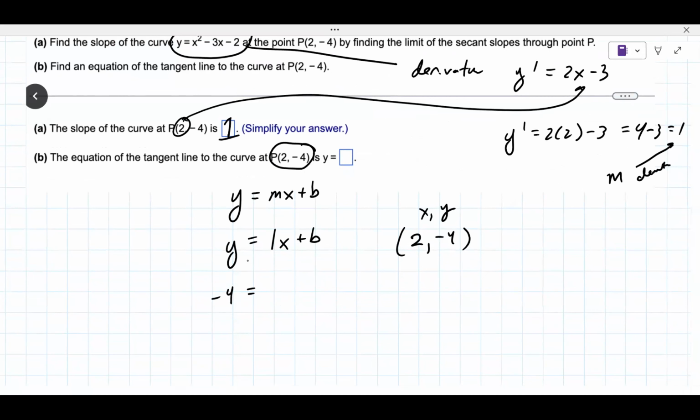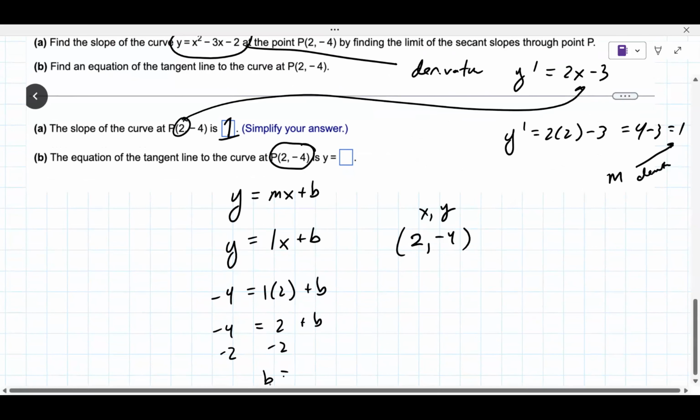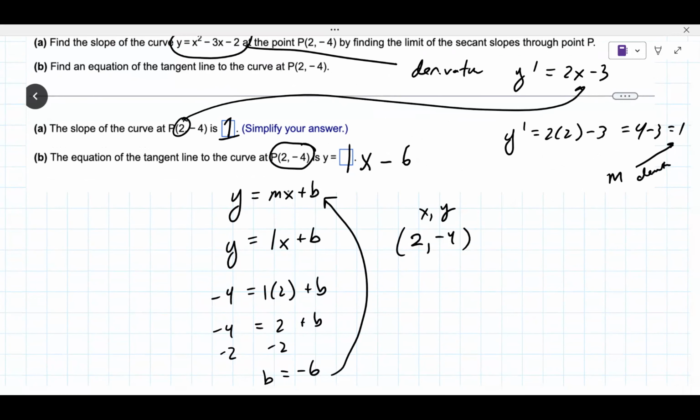So negative 4 equals 1 times 2 plus b. Negative 4 equals 2 plus b. Subtract 2, b equals negative 6. That goes back in here. Now notice the box. This is all the Pearson stuff. This is the heartache of online classes, is you have to remember that you're putting in just the right side. So it's 1x minus 6 or just x minus 6 because the y is already there on the left.